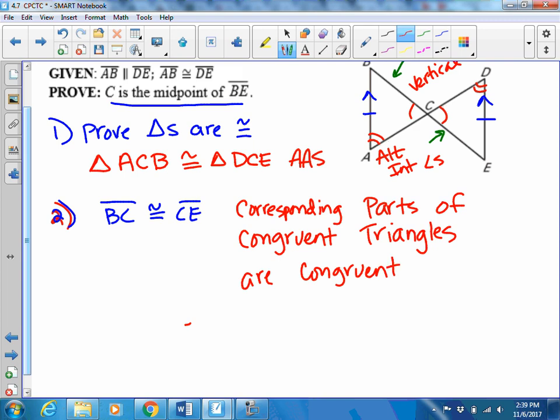And instead of writing all that, we're going to use the acronym CPCTC. So in a proof, I would be able to write BC is congruent to CE because of CPCTC. Now to finish out my example, I know C is the midpoint of BE because of the definition of midpoint. Okay, but we'll get to that in a later example.